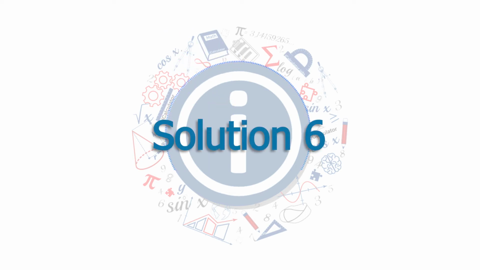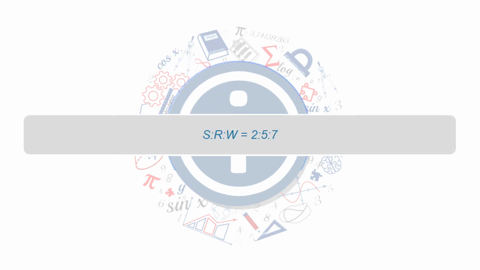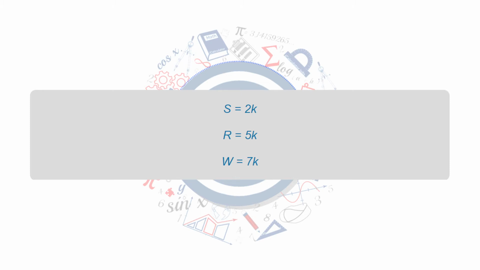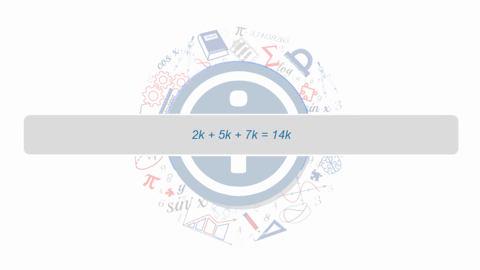Solution 6. A. First, we find the total number of shares. If we take only the first letter of each name, we have the following. We can write this ratio as shown on screen. Thus, we obtain the following. Therefore, the total number of shares is as shown on screen. Hence, the part of money each sister owns is as shown on screen.